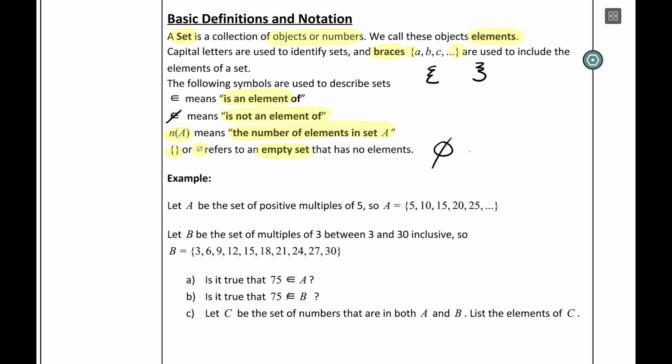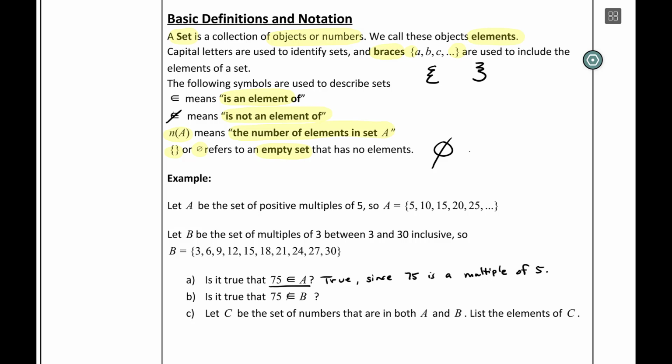We want to know a couple of things. Let's make sure we can read what this says. Is it true that 75 is an element of A? And we'll say, well, yeah, I know that 75 is a multiple of 5, so that is true, since 75 is a multiple of 5. I'm just trying to get you used to seeing the notation and how we would use it.